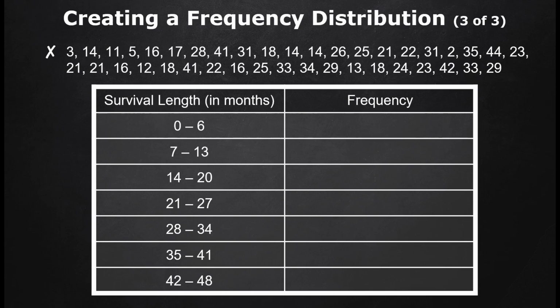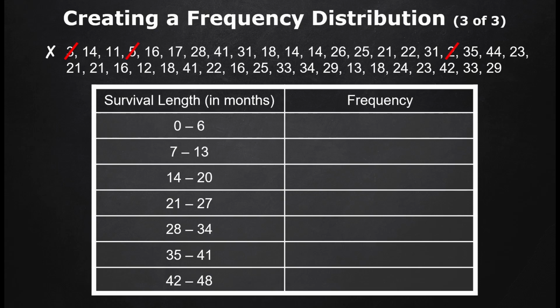All we need to do is take a look at our data and count how many times a value fits in each class. So for example, the first class, 0 to 6, let's take a look at our data and see how many values fall within that range. I can see that the very first one here, the 3, falls between 0 and 6. So does that 5. And also that 2 over there on the right.